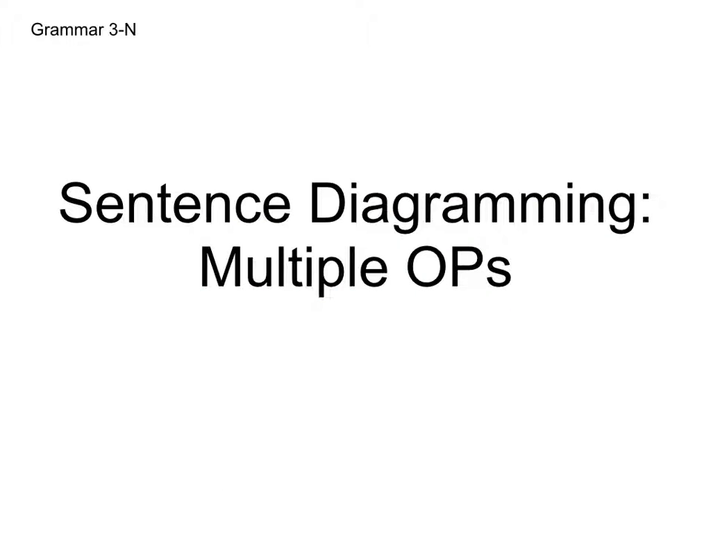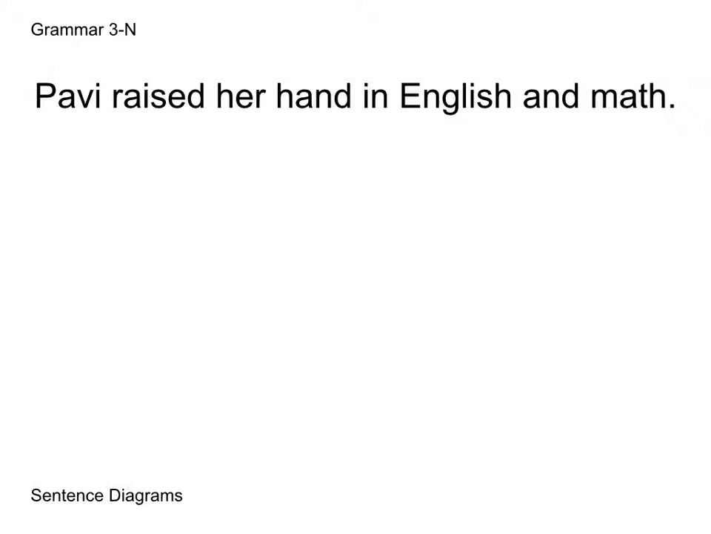Now we're going to learn how to diagram a sentence that looks like that. So let's get into our next example sentence, which is Pavi raised her hand in English and math. So let's figure out what we have here. So we've got our prepositional phrase. Of course, we want to cross that out first. So in English and math. Notice that there are two nouns at the end of this prepositional phrase, English and math. So now we've labeled English, math. We know in is our preposition, and is a conjunction. So let's label that while we're at it.